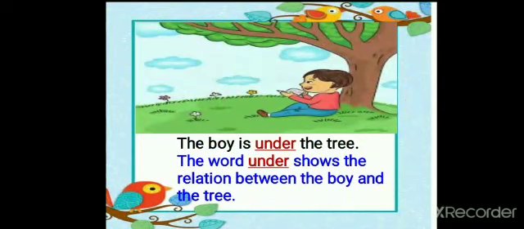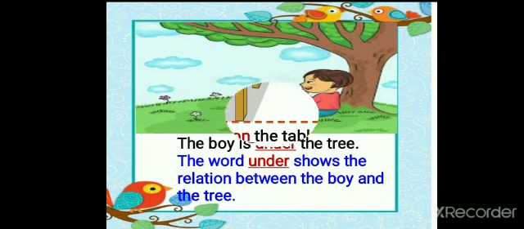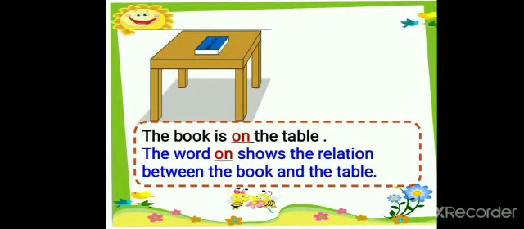Let's see the next sentence. The boy is under the tree. The word under shows the relation between the boy and the tree. So the word under is a preposition here. The book is on the table. The word on shows the relation between the book and the table. The word on is a preposition.